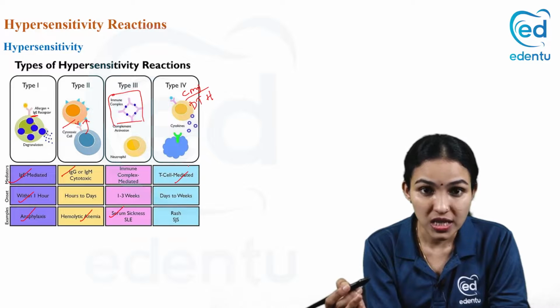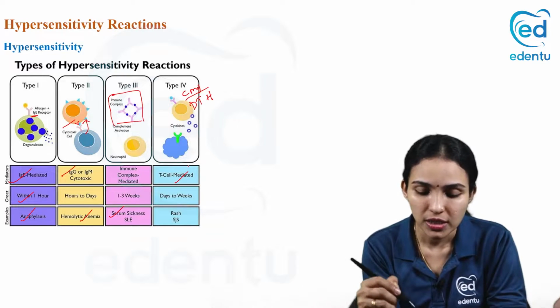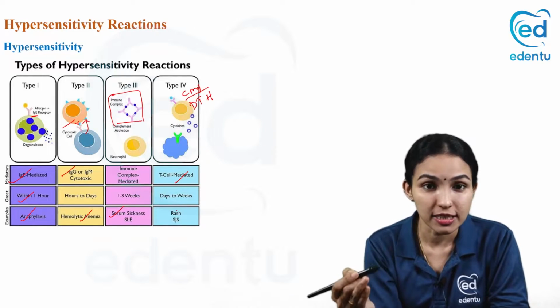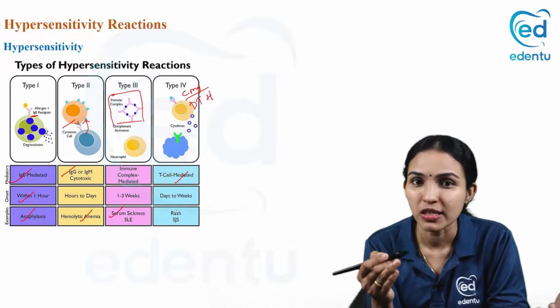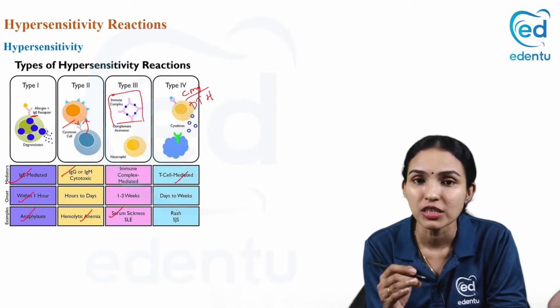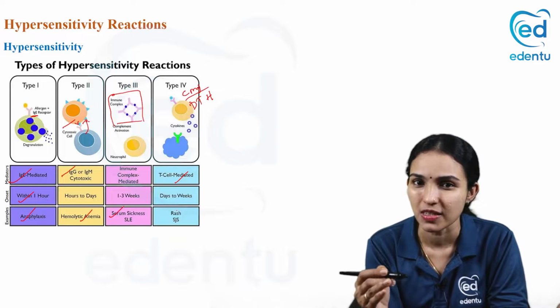It may take days to weeks for the whole reaction to occur. Contact dermatitis, tuberculosis, the tuberculin skin test, the lepromin skin test, everything comes under type 4 hypersensitivity reaction.